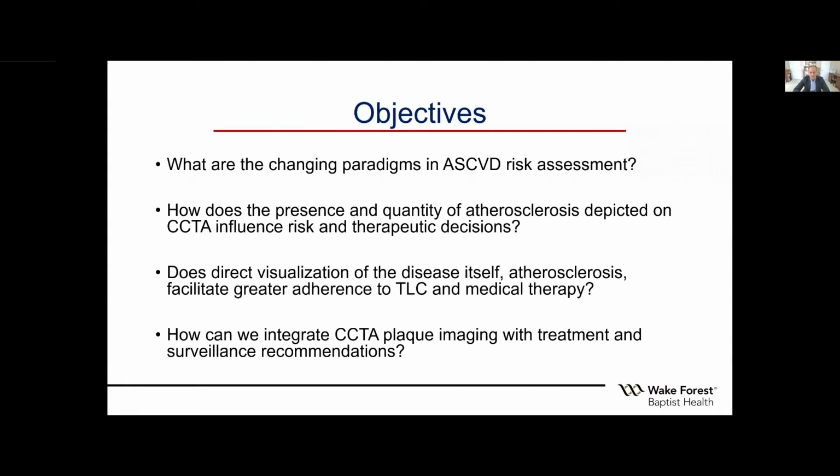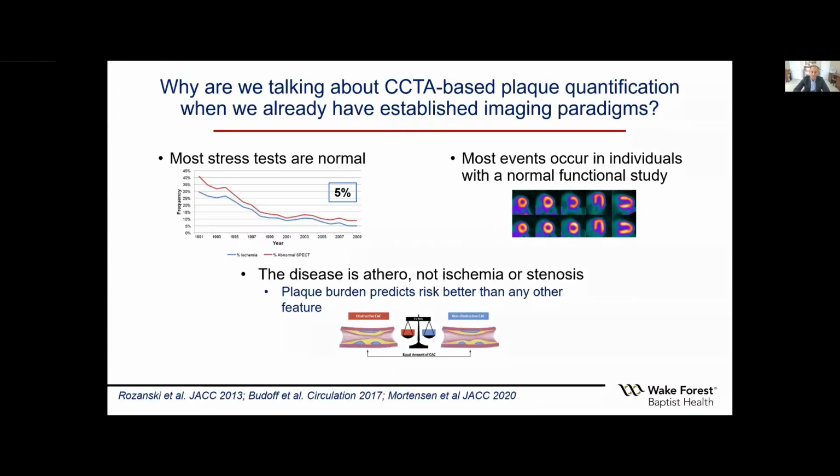So I'm going to frame our conversation within the context of 4 questions. First, what are the changing paradigms in ASCVD risk assessment? Second, how does the presence and quantity of atherosclerosis depicted on CTA influence risk and therapeutic decisions? Third, does direct visualization of the disease itself, that is atherosclerosis, facilitate greater adherence to therapeutic lifestyle changes and medical therapy? And finally, how can we integrate CTA plaque imaging with treatment and surveillance recommendations?